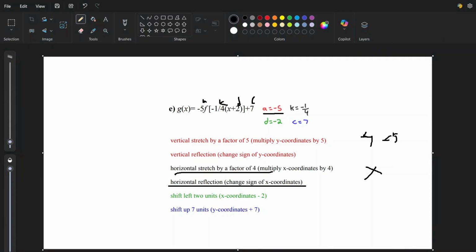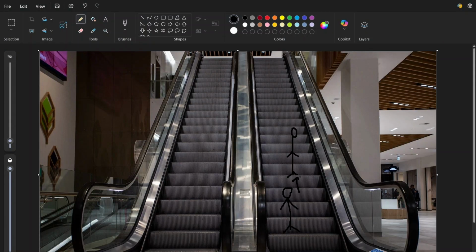Just a quick little example. I can show you more in depth, but it's more of a good example. So we have a stickman right here, and the stickman is on the second escalator, and then moves up to this escalator. So he moves up 1, 2, 3, 4, 5 steps. Our C is 5. It moves up 5 steps. So you can say you add C to the function.